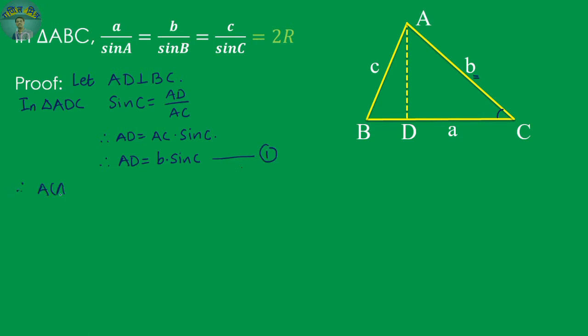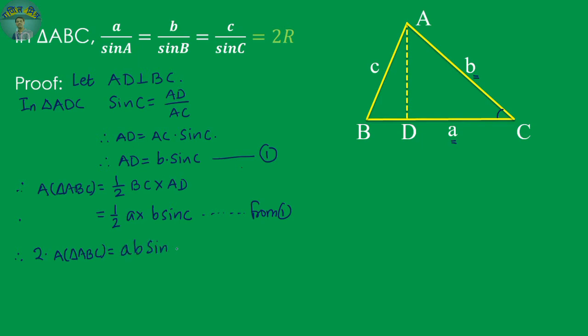Now therefore, the area of triangle ABC, what is the standard formula? It is 1/2 base into height. Base is BC, height is AD. So it is equal to 1/2 times base BC, which means the length a, and AD. AD means b sine C, you can write it from 1. Therefore 2 times the area of triangle ABC is equal to ab sine C.